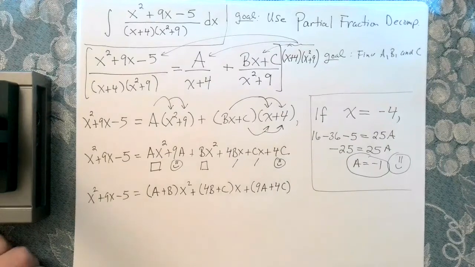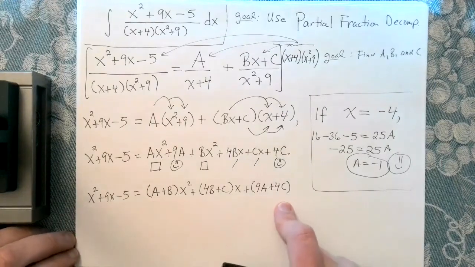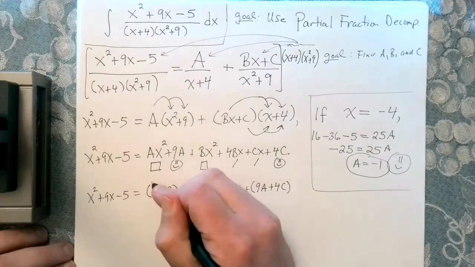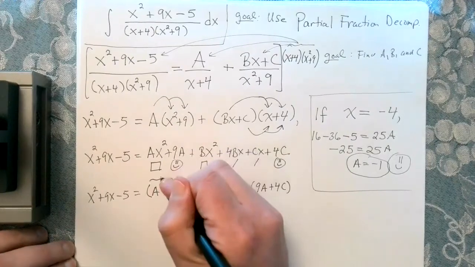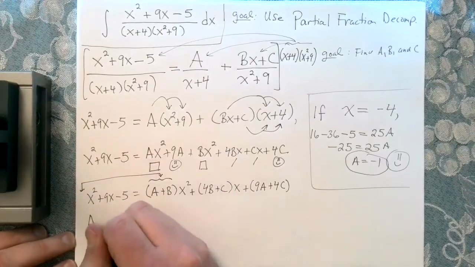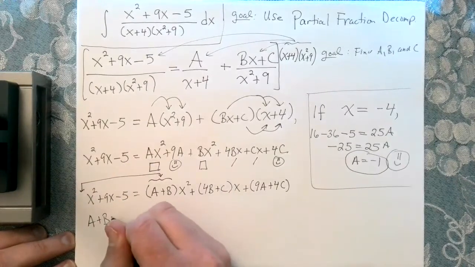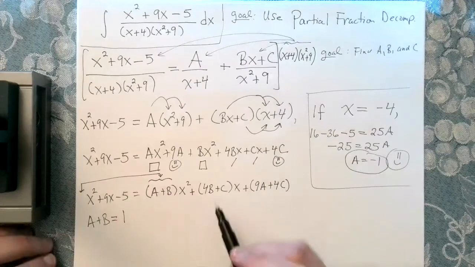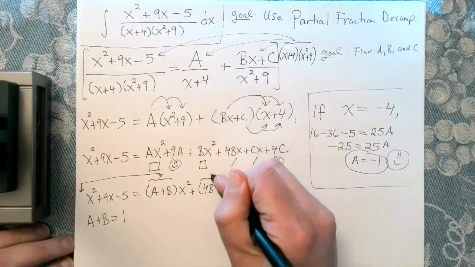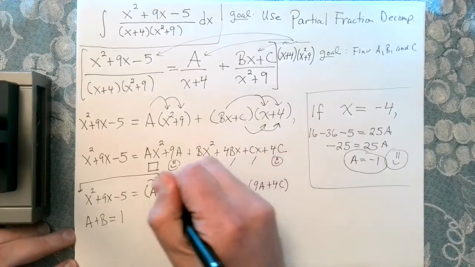Now the idea here is if these are equal polynomials, the only way that they're equal is if their coefficients are equal. That means that the coefficient of x squared on the right must equal the coefficient of x squared on the left. And the coefficient of x on the right must equal the coefficient of x on the left.